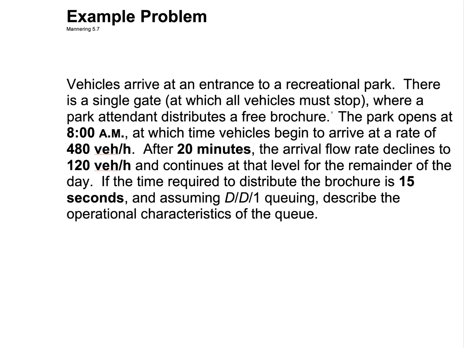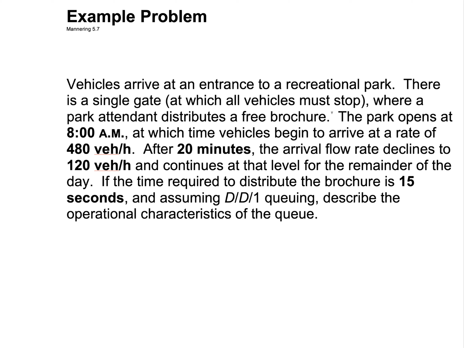So in this example, it's essentially a one-lane road going into a park, and the park opens at 8 o'clock a.m. and vehicles begin to arrive at a rate of 480 vehicles per hour. So there's a peak of 20 minutes, and after that initial 20-minute period, so at 8:20, the arrival flow declines to 120 vehicles per hour and continues at that level for the remainder of the day.